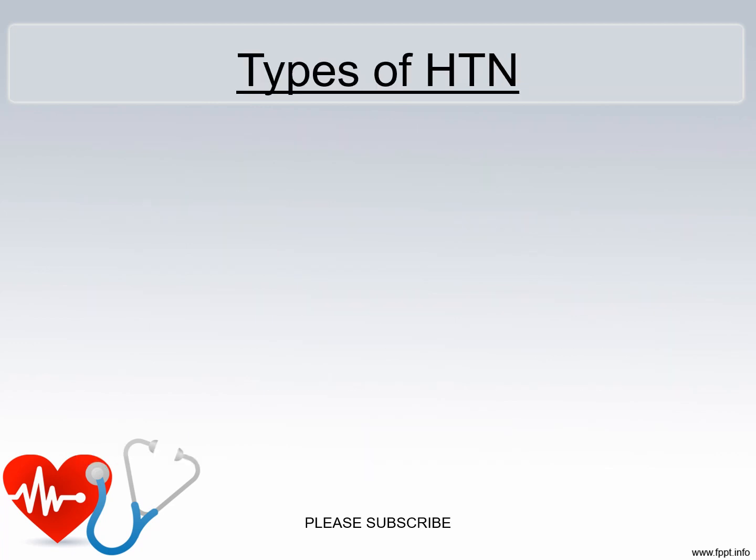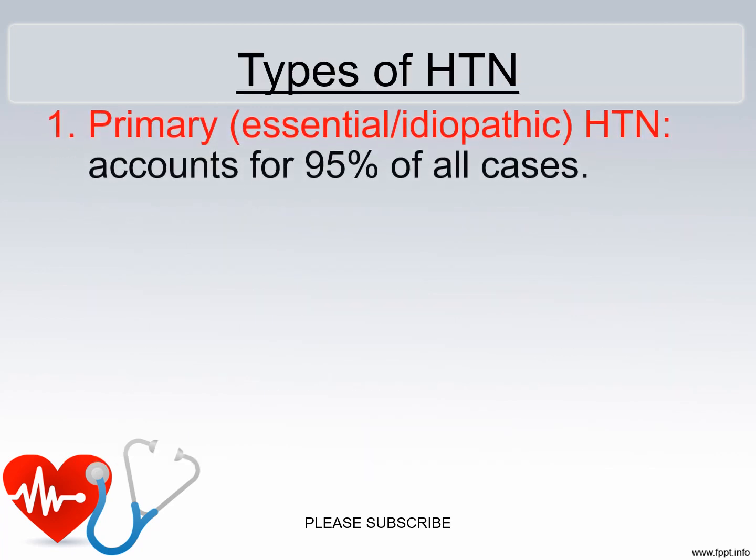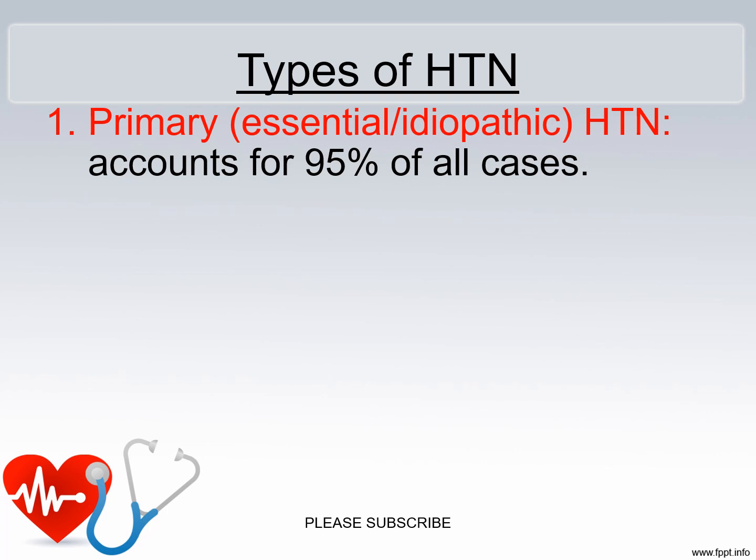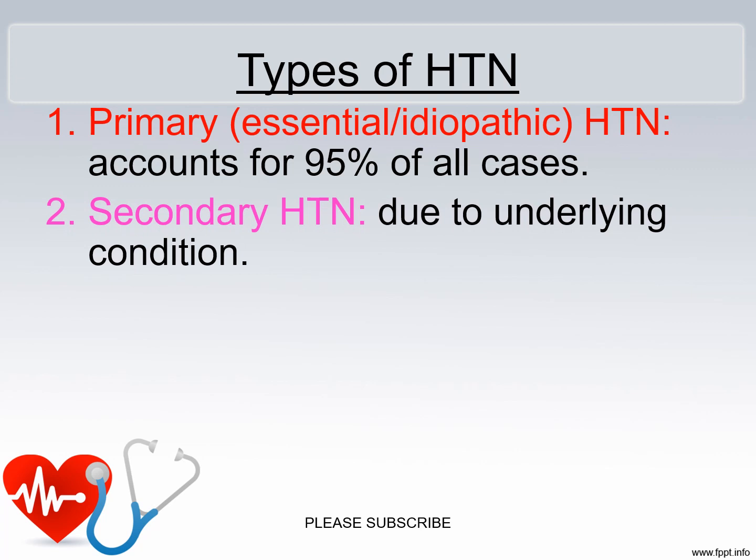Okay, so what are the types of hypertension? The first one is primary, which is also known as essential or idiopathic hypertension. This accounts for 95% of cases, and because it is idiopathic, the cause is not known. Then the other one is secondary hypertension. This is due to an underlying condition. For example, maybe someone has renal failure or liver failure. If hypertension comes in, that will be secondary hypertension because of the underlying condition.